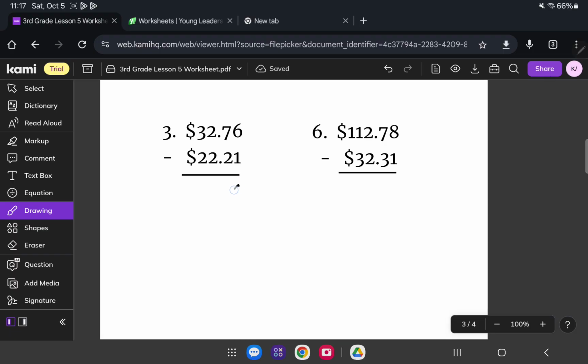6 minus 1 is 5. 7 minus 2 is also 5. Decimal point. 2 minus 2 is 0. And then 3 minus 2 is 1. We round this one up. We round this one down, so 22. And that gives us 11.